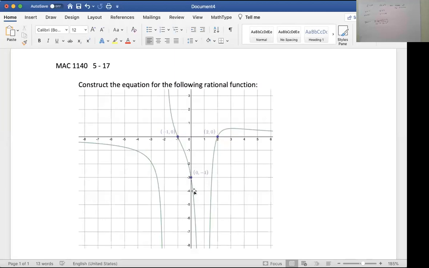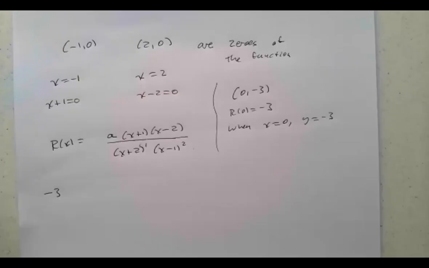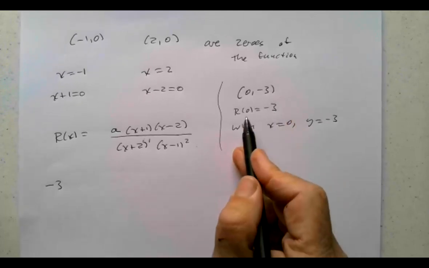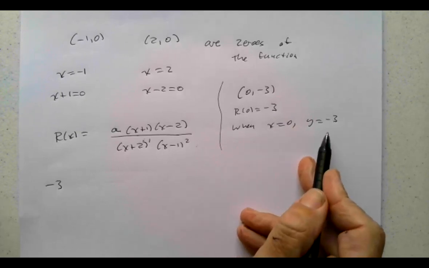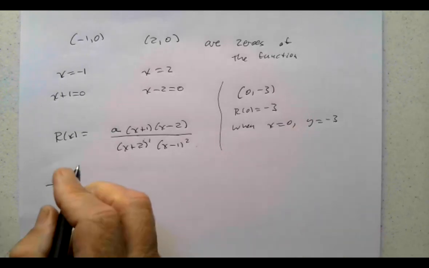It's this point right here, 0, -3 is on the graph. That means r of 0 equals -3. When x equals 0, y is -3. So plugging all that in, what is that going to give me? So again, here's what we have. 0, -3 is our point. r of 0 is -3. When x equals 0, y is -3.